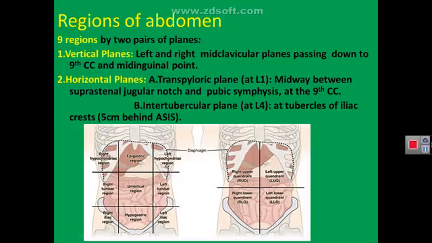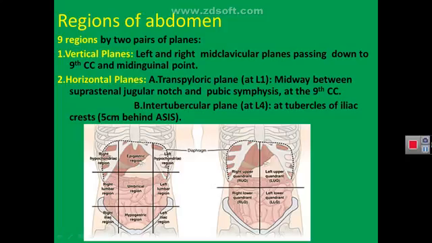Here you use 2 parallel vertical lines and 2 parallel horizontal lines to divide the anterior abdominal wall into 9 regions. The 2 parallel vertical lines pass through the mid-clavicular point. This vertical line above crosses the middle of the clavicle, but at the costal margin it crosses the 9th costal cartilage, and down it will cross the middle of the inguinal region, which is the mid-inguinal point.